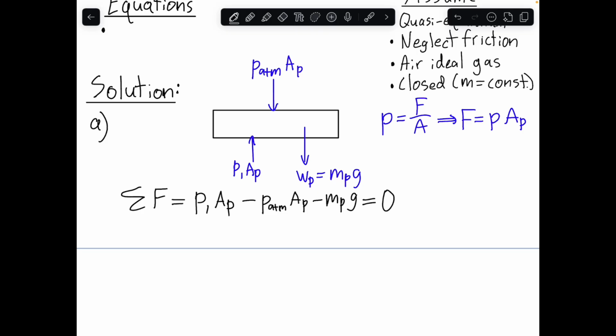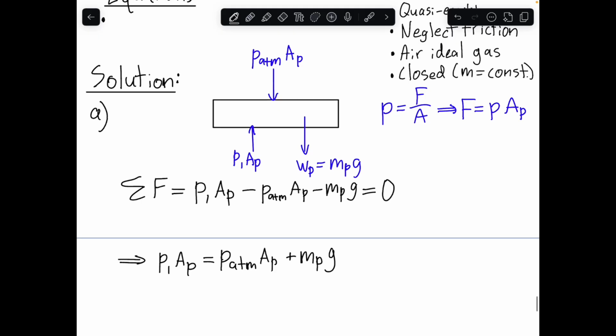So we could just rearrange this equation and solve for P1. So we can say P1 times AP is equal to, moving the other terms to the other side, P atmospheric times AP plus the mass of the piston times the gravitational constant. And then we can just rearrange by dividing both sides by the area of the piston, and we will get the final version of this equation here, dividing everything by the area of the piston.